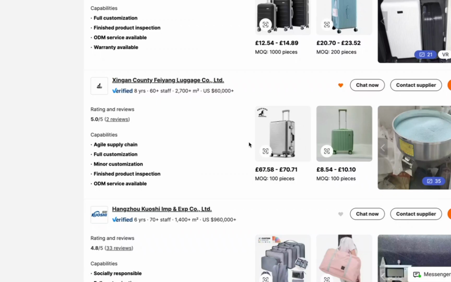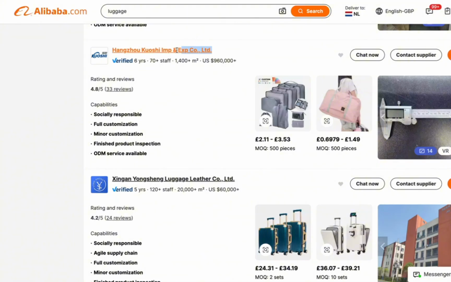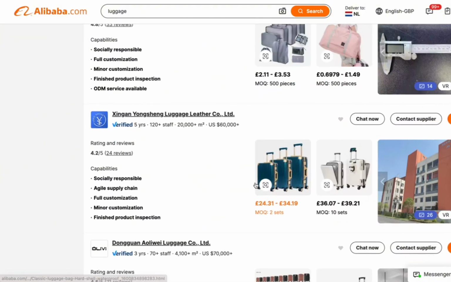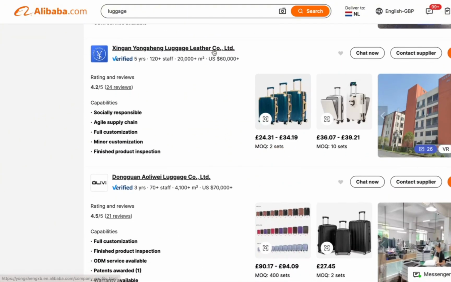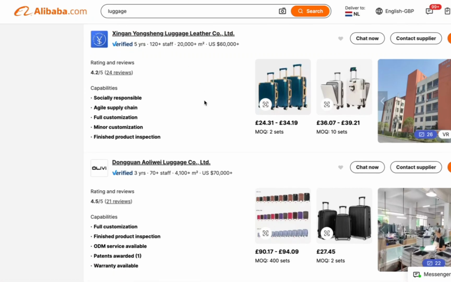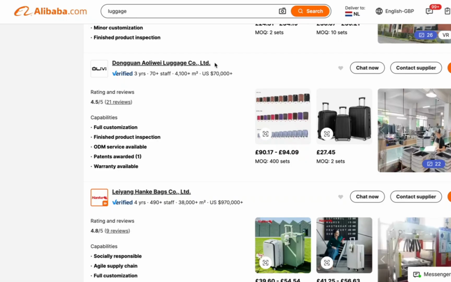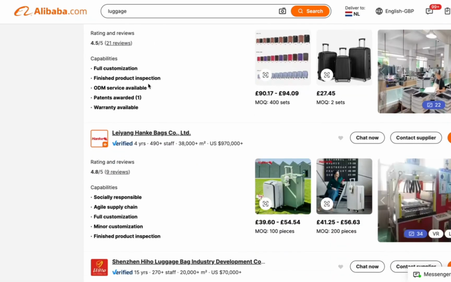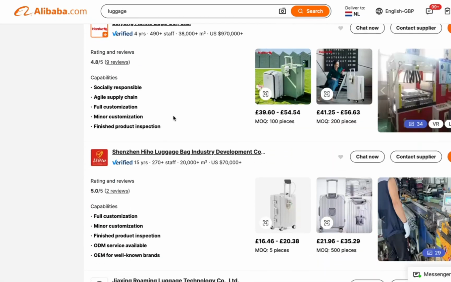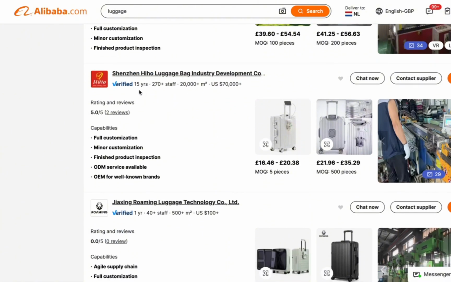Next, we see a trading company, but as per our requirements, we are only considering direct manufacturers today. So let's move on. This supplier has been in business for 5 years. Let's skip them too. We see 3 years in business, 4 years in business. This supplier has been in business for 15 years. We absolutely need to check them out.